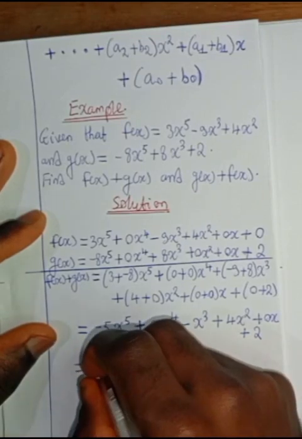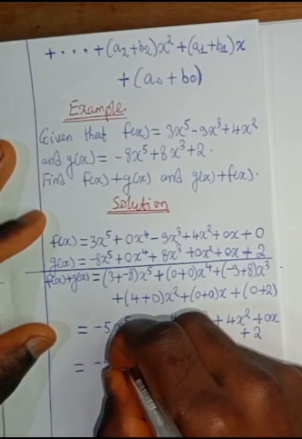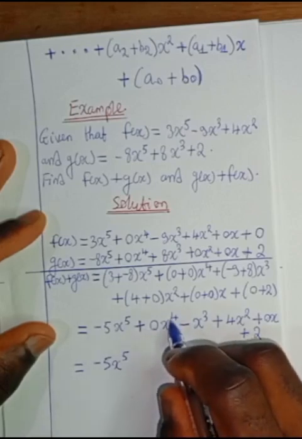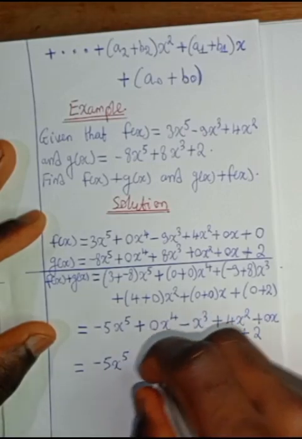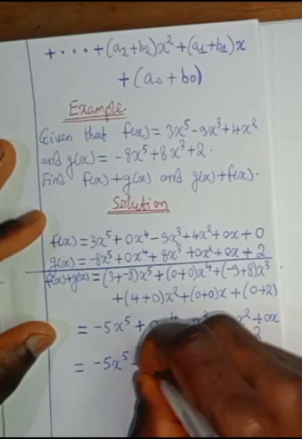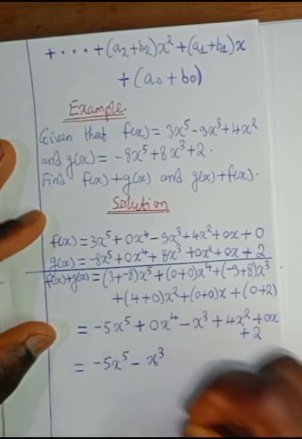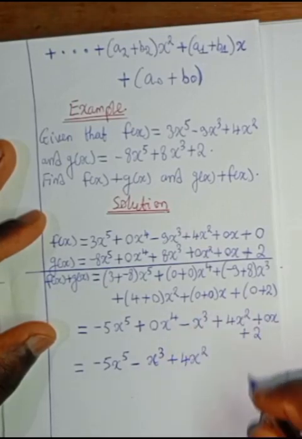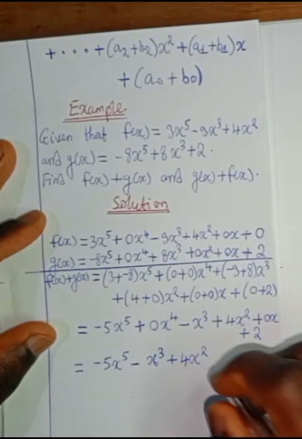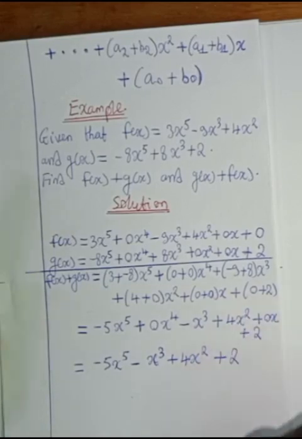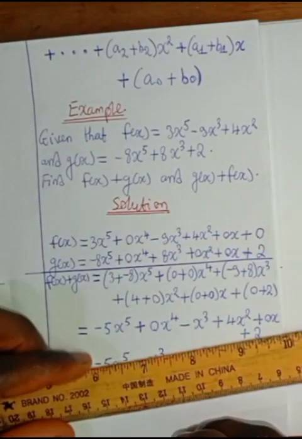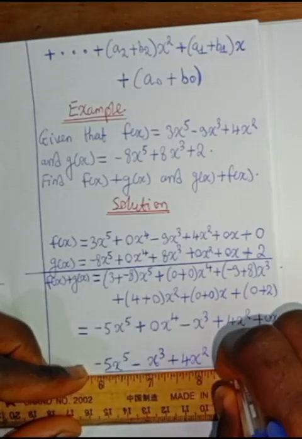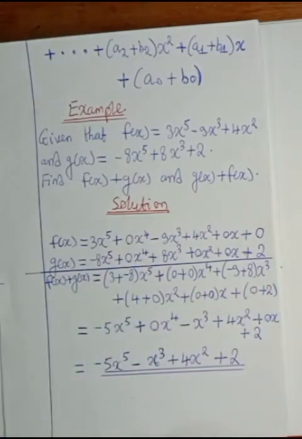This will simply be equal to negative 5x to the power 5. The term 0 x to the power 4, we are going to dump it out, minus x cubed plus 4x squared. 0x, we are going to leave it out, plus 2. So this is the final result for f of x plus g of x.